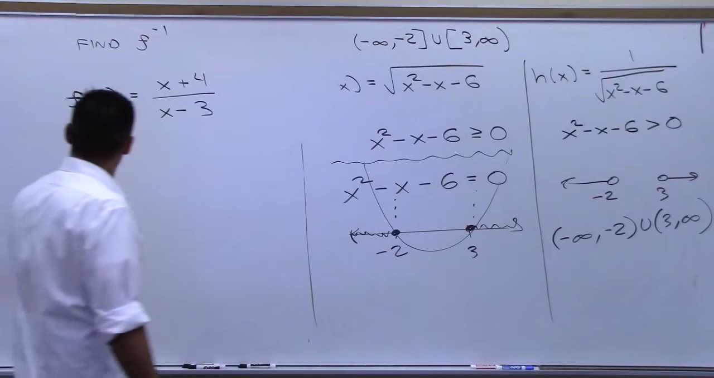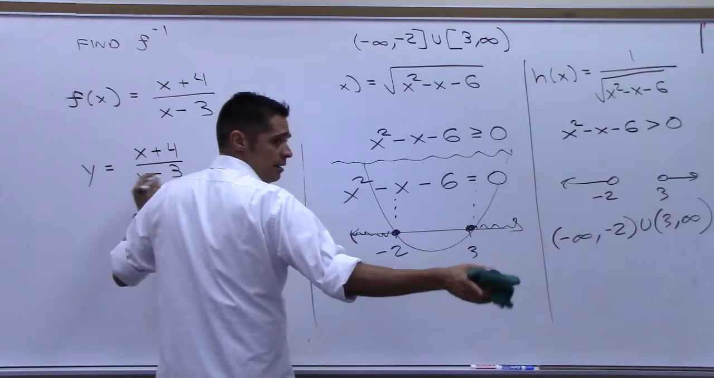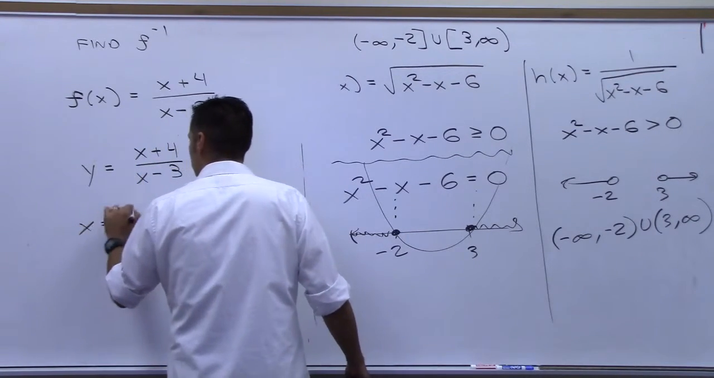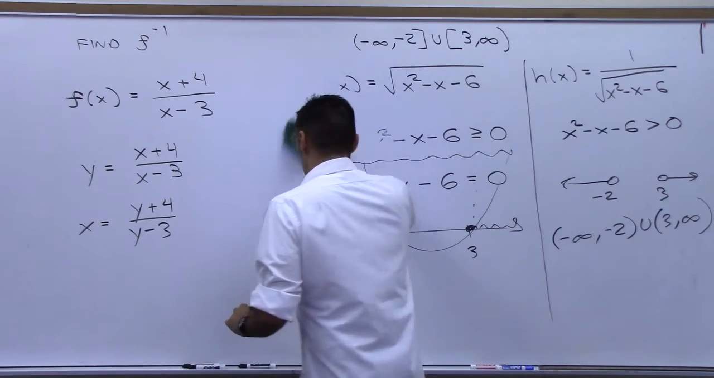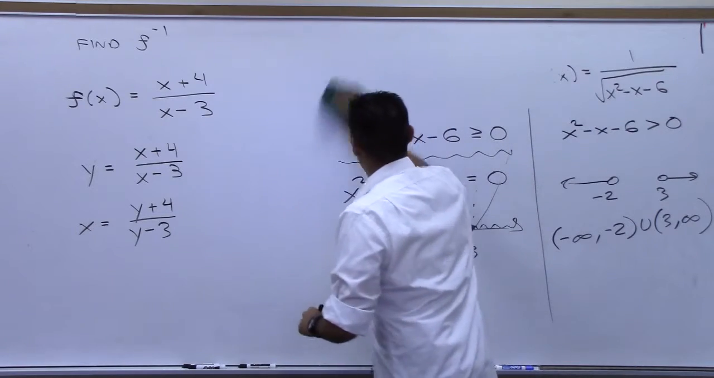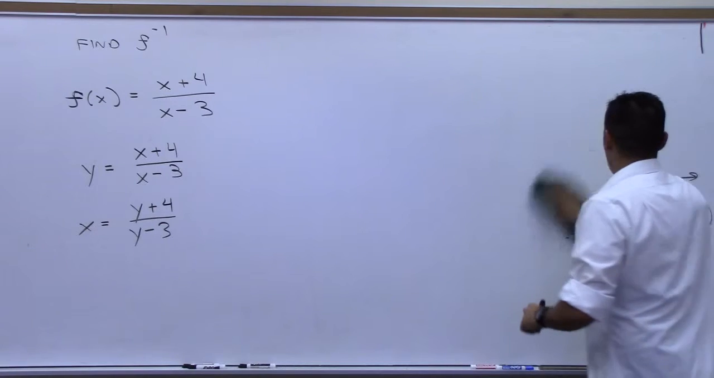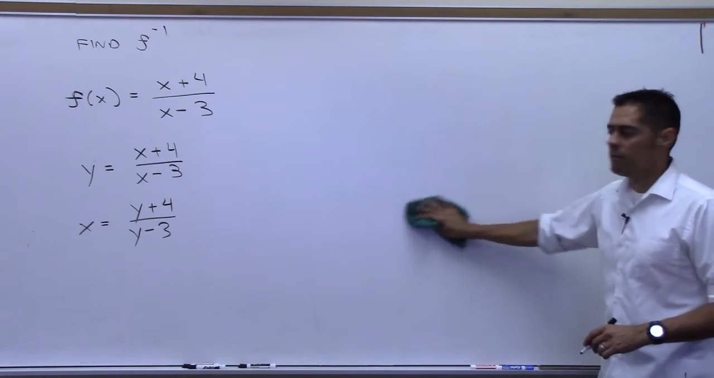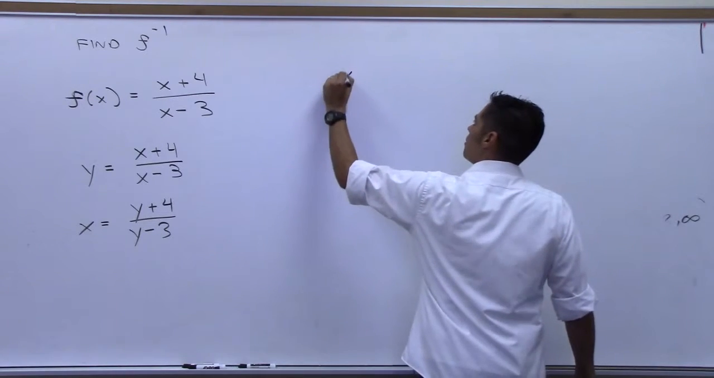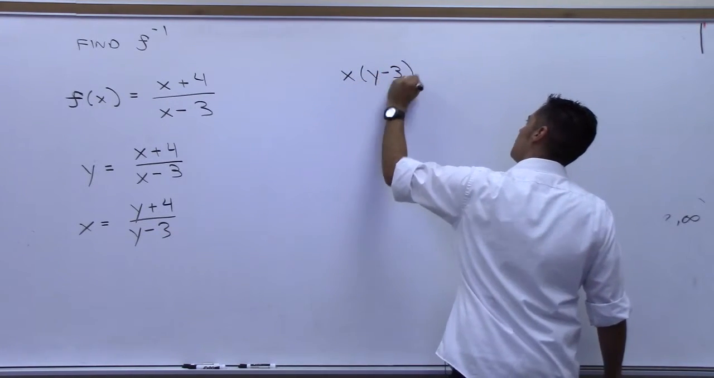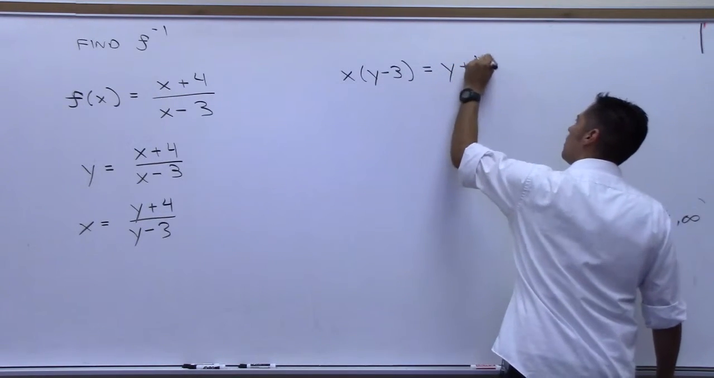So I replace this with y. Then switch x and y, right? Everywhere I see a y, put x. Everywhere I see an x, put y. Then what? Now you need to get y out of the denominator. We have to solve for y now. Multiply both sides by y minus 3. So x times y minus 3 on the left, and on the right, you just get the y plus 4.